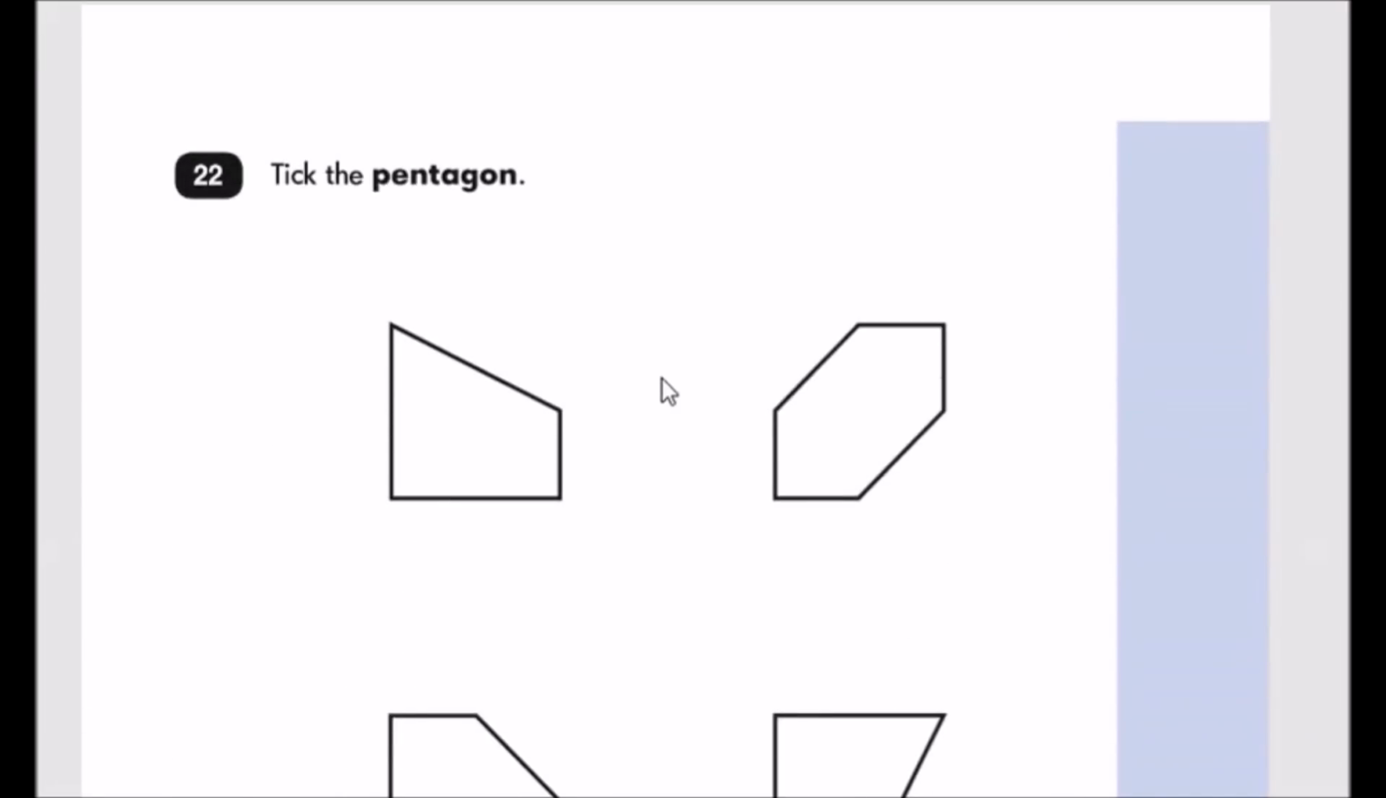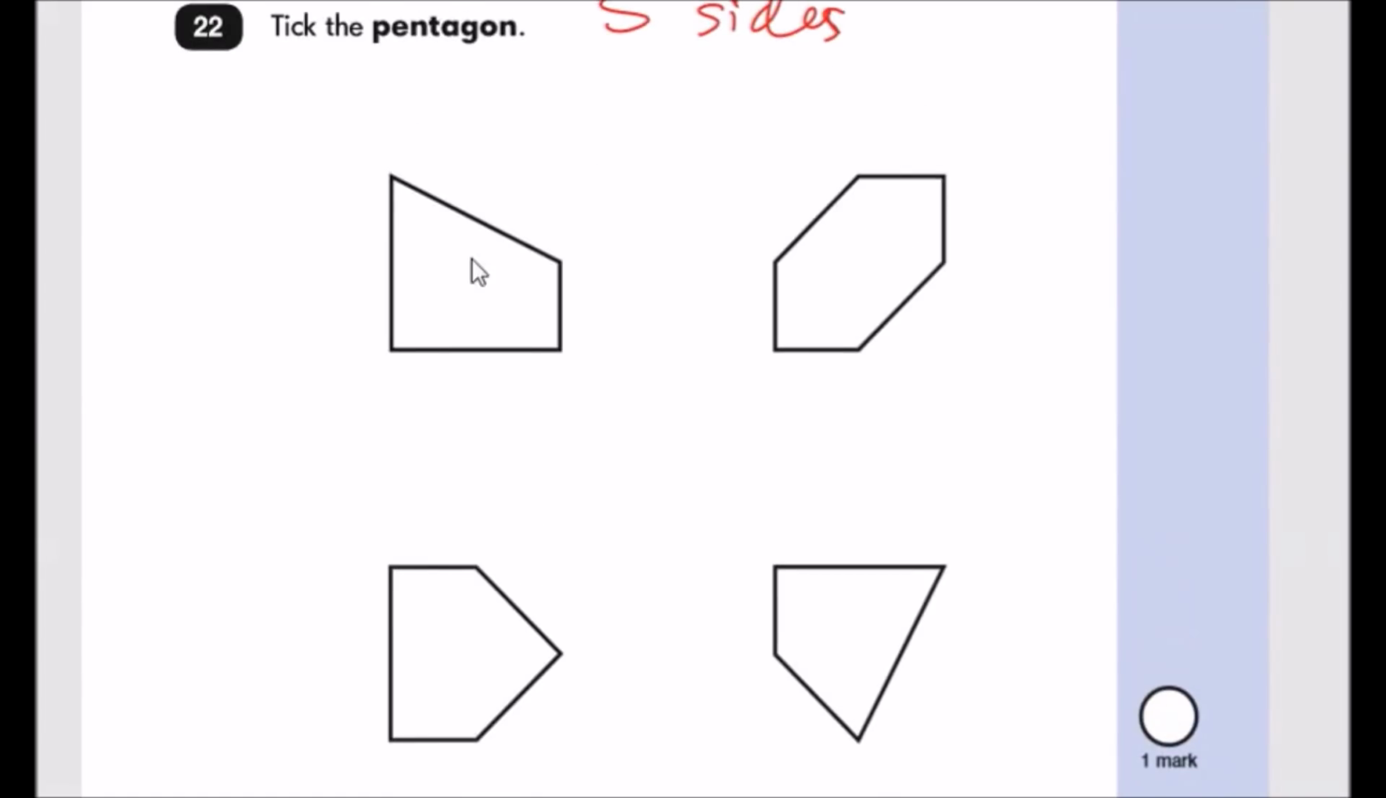Easy stuff. So take a pentagon. A pentagon has 5 sides. So let's see which one has 5 sides. So you got 1, 2, 3, 4. So this is a quadrilateral. This one, 1, 2, 3, 4, 5, 6. This one is a hexagon.